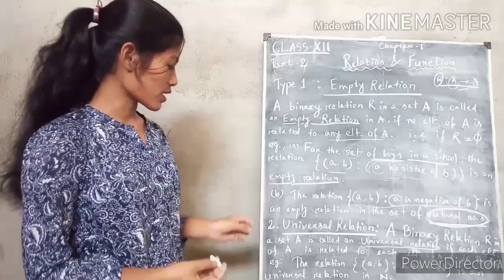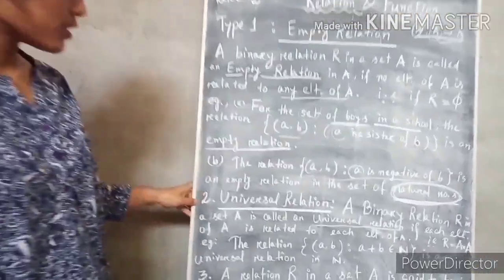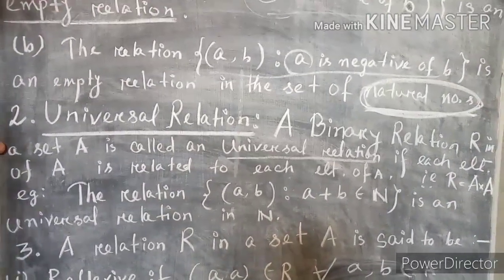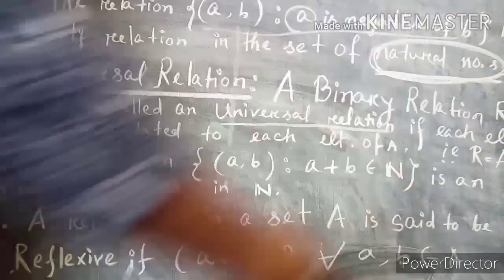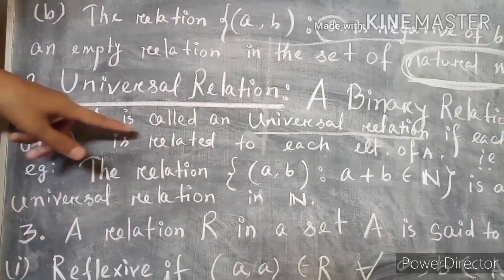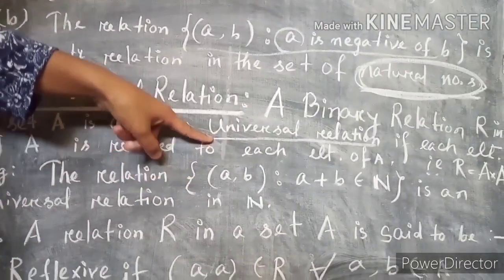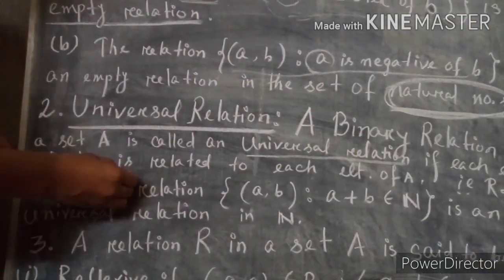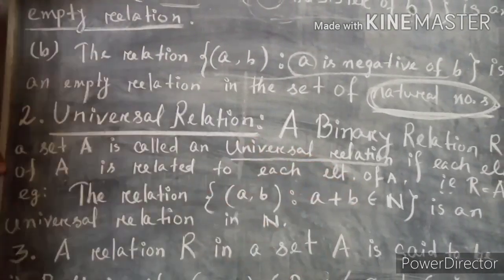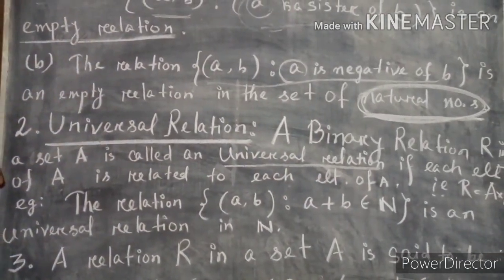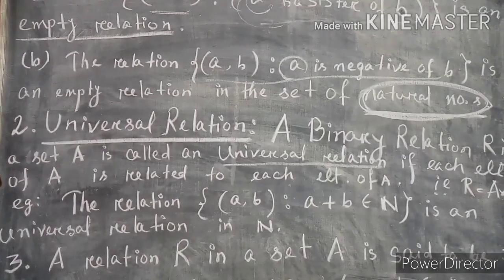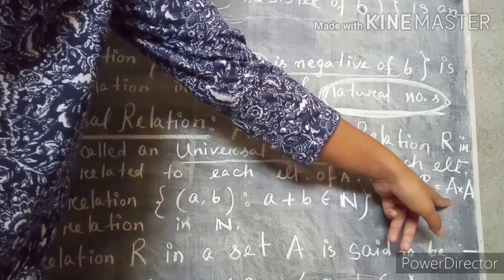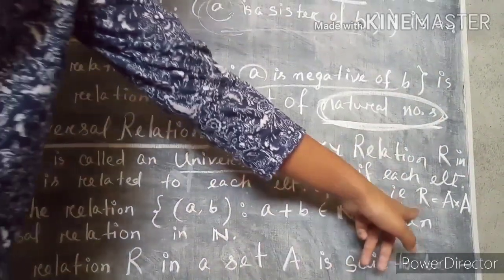Now proceeding to the second type, that is the universal relation. Definition: a binary relation R in a set A is called a universal relation if each element of A is related to each element of A. That is, R equals A cross A. Here the universal relation R will be the Cartesian product of the set A with itself.